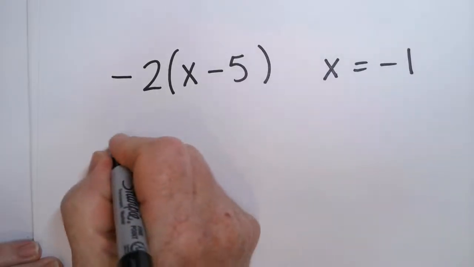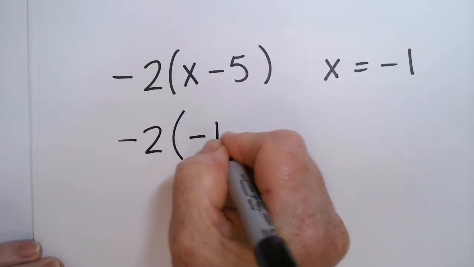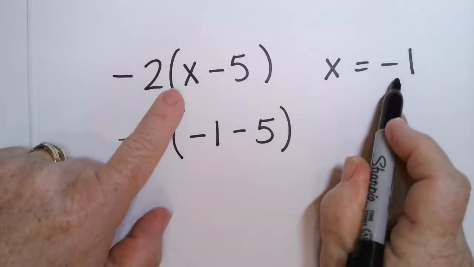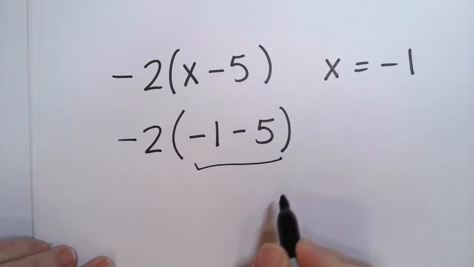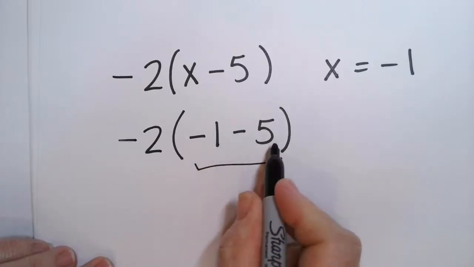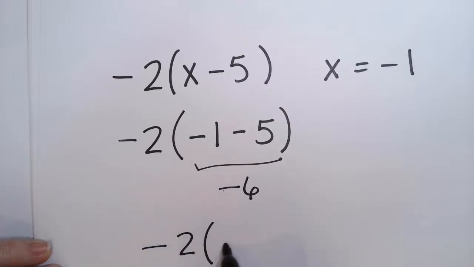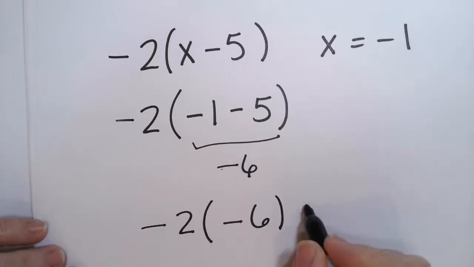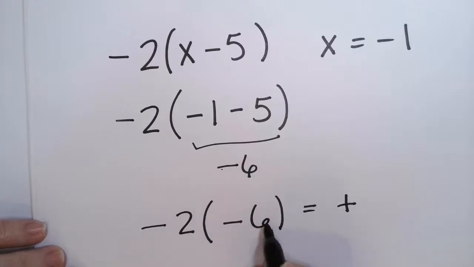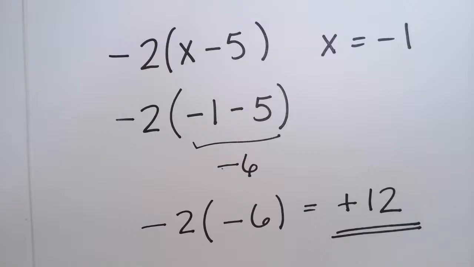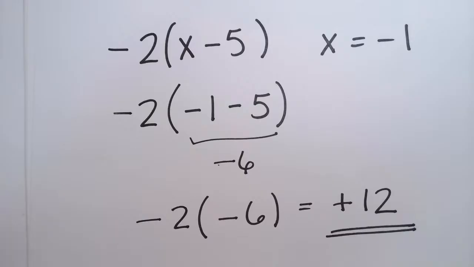So x is minus 1, so minus 2, minus 1, minus 5. Okay, so there's our minus 1, went in for the x. So we evaluate this first. We get a minus 1, minus 5, that's a minus 6. So we have a minus 2 times a minus 6. Minus times minus equals a positive. 2 times 6 is positive 12. Okay, 125, I'm guessing that's a typo. Okay, good. So you want to take it slow.